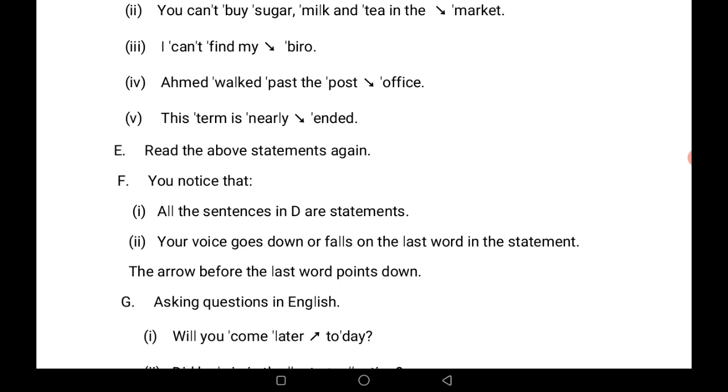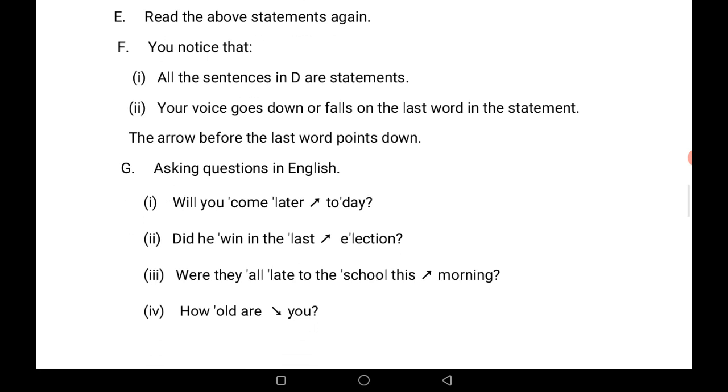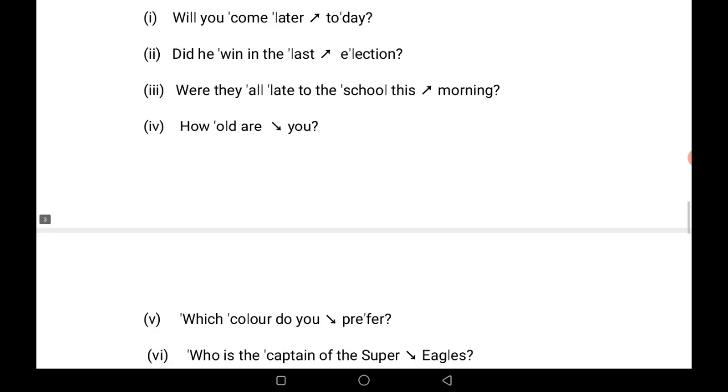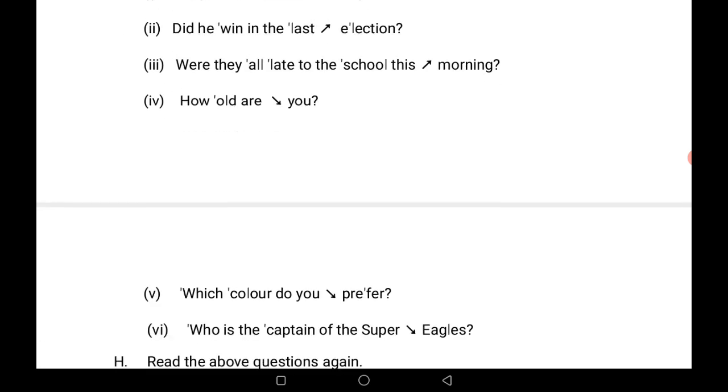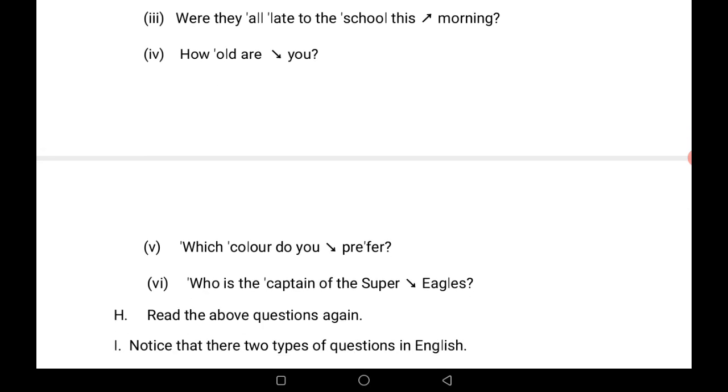Now let's look at these questions. Will you come later today? Did you win in the last election? Were you all late to the school this morning? How old are you? Which color do you prefer? Who is the captain of the Super Eagles?